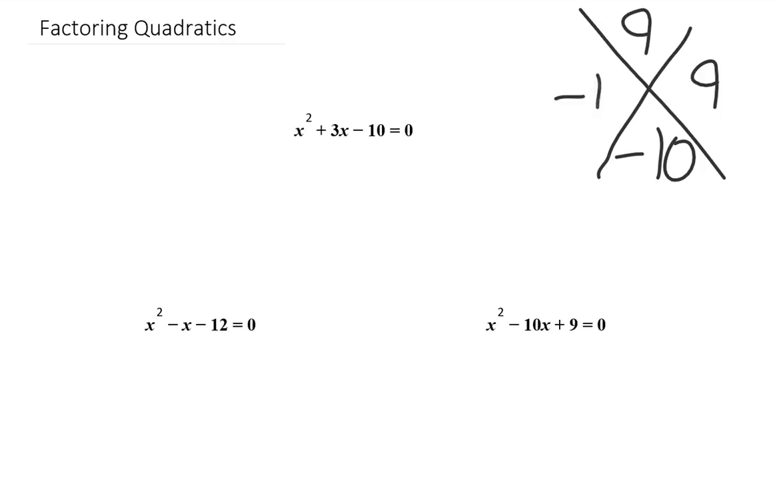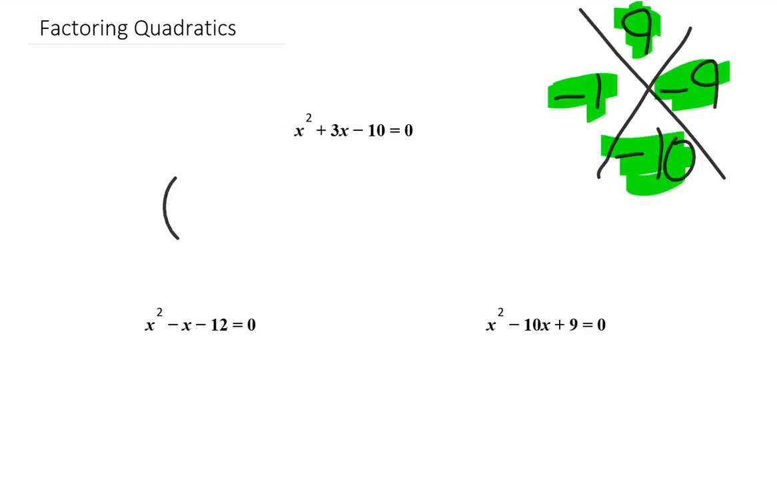So I'm going to use negative 1 and negative 9. Negative 1 times negative 9 gives me positive 9. Negative 1 combined with negative 9 gives me a negative 10. That looks good. That's what I'm looking for. So same behavior here. Put my x's in. I've got negative 1 here.